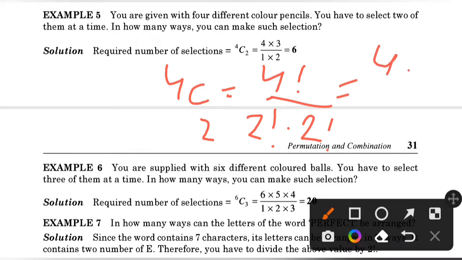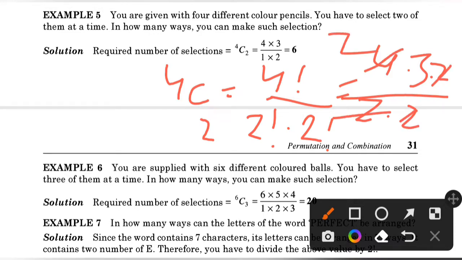So 4 factorial can be written as 4, 3, 2, and 2 factorial means 2 and 2. So this 2 cancels out with this. Two 1s are 2, two 2s are 4, and two 3s are 6. So the required number of selections is 6.